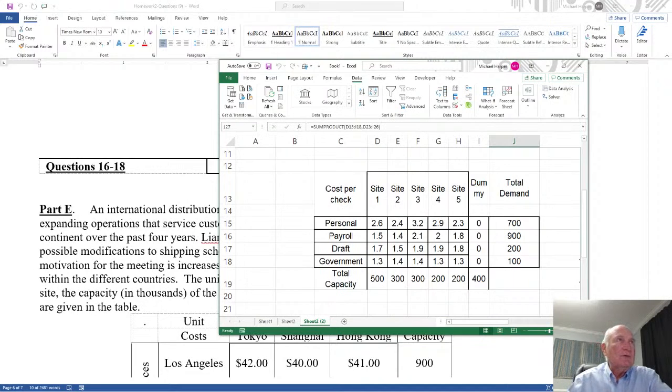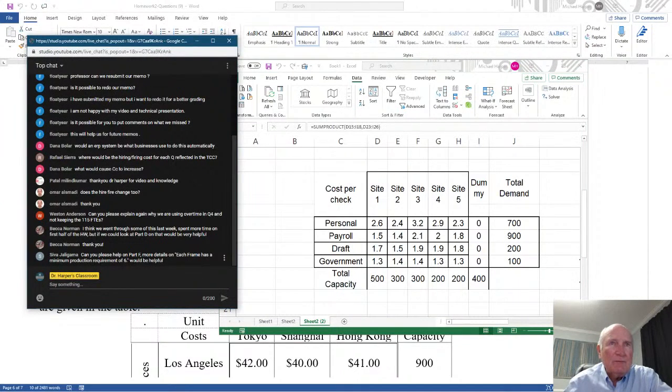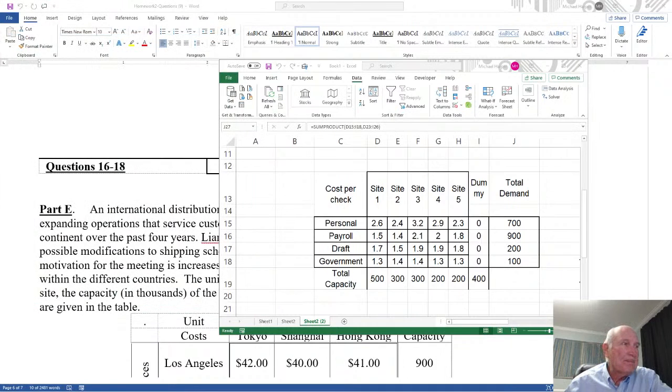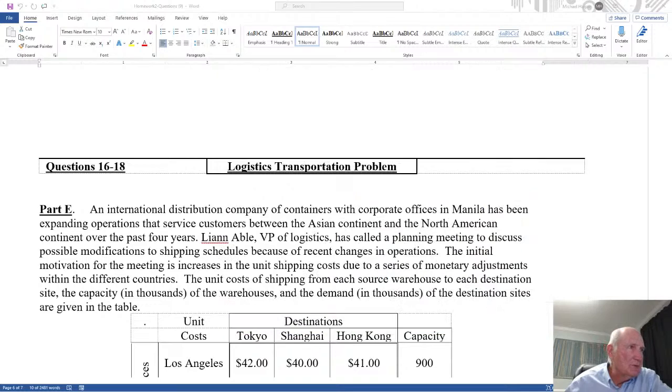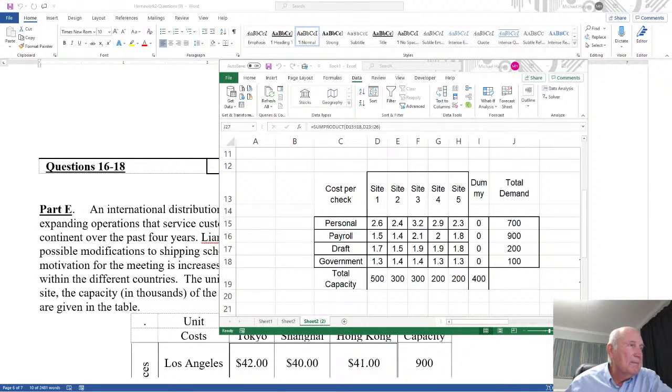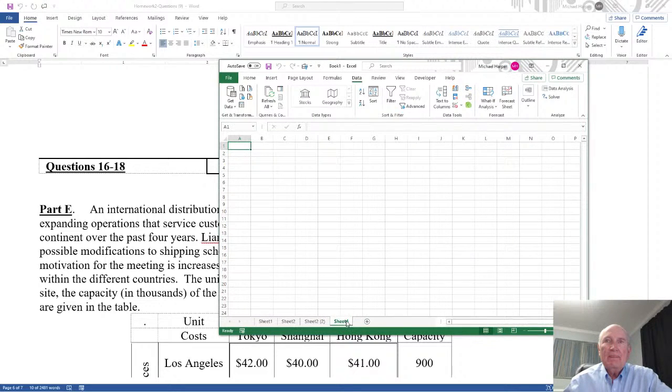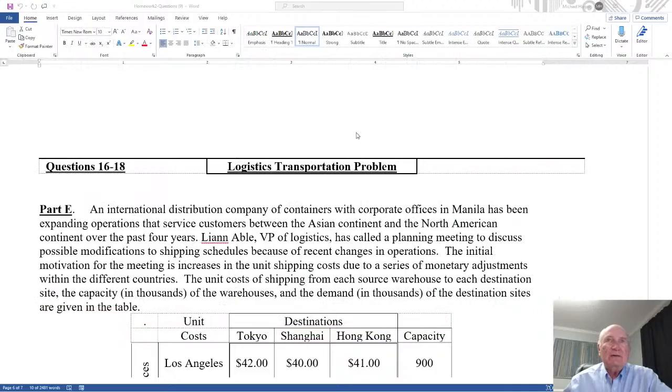Okay, right here, can you please help on part F? More details on each frame as a minimum production requirement of 6 would be helpful. You bet. Okay, let me pull my answers up here, down here. Okay, again, let's go to a new sheet right here. Let's come down to F.